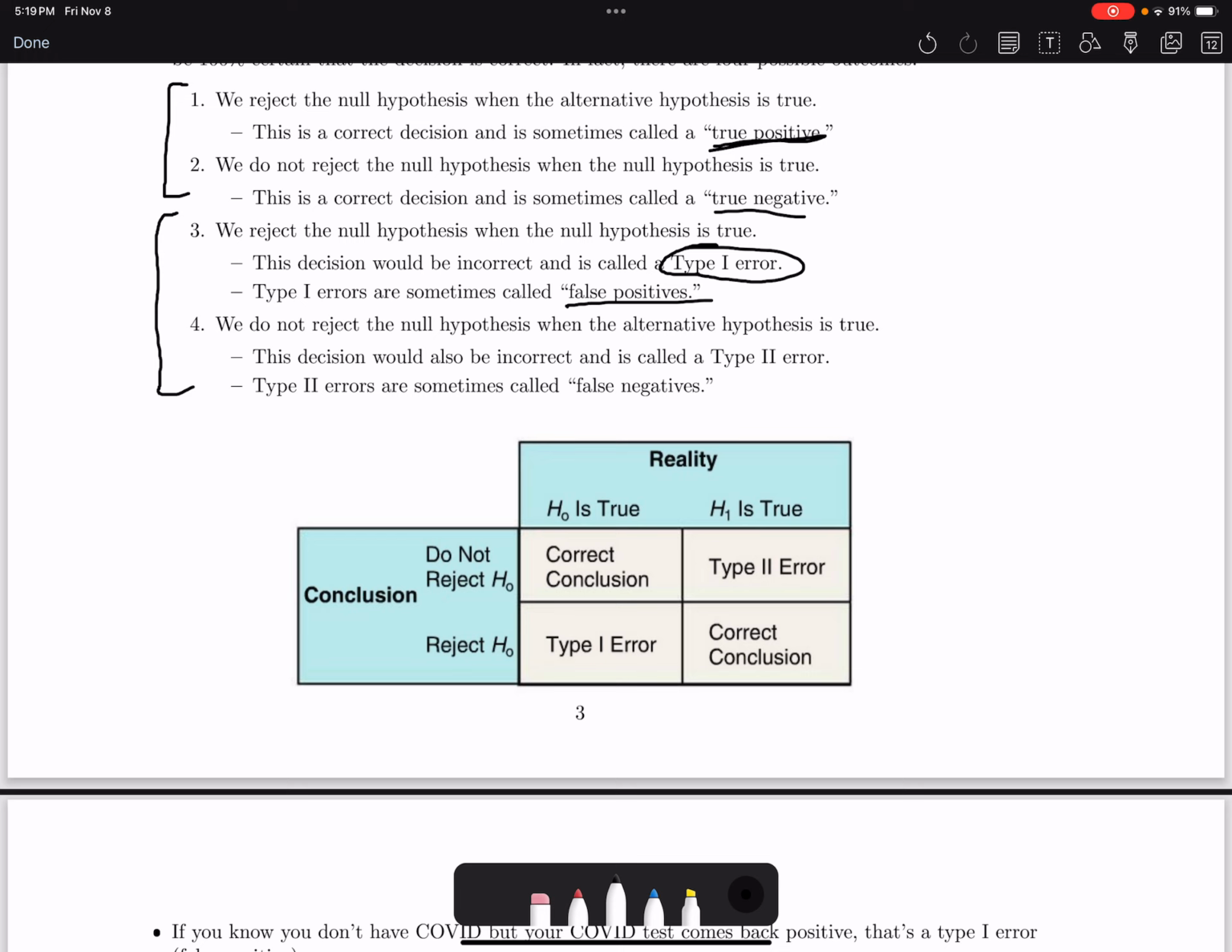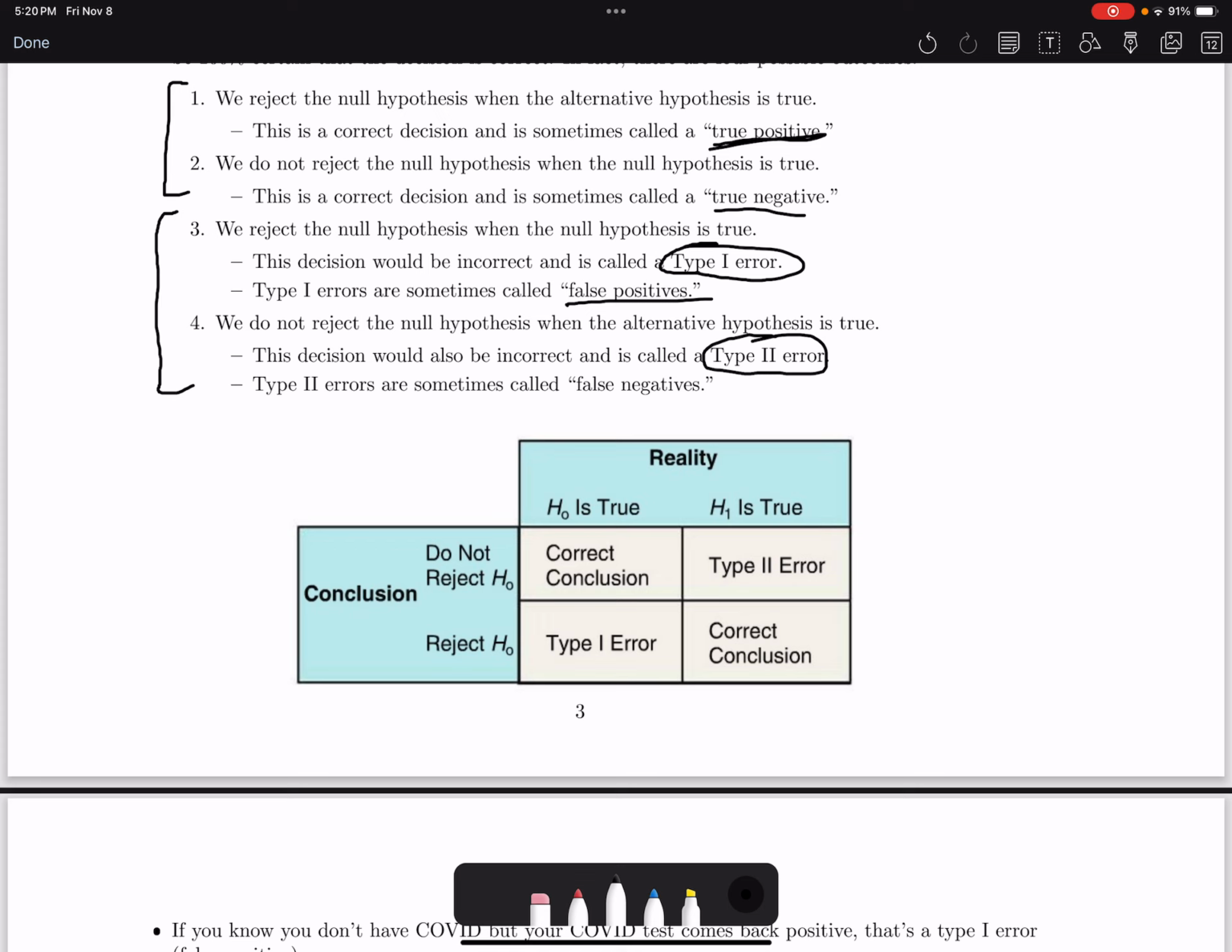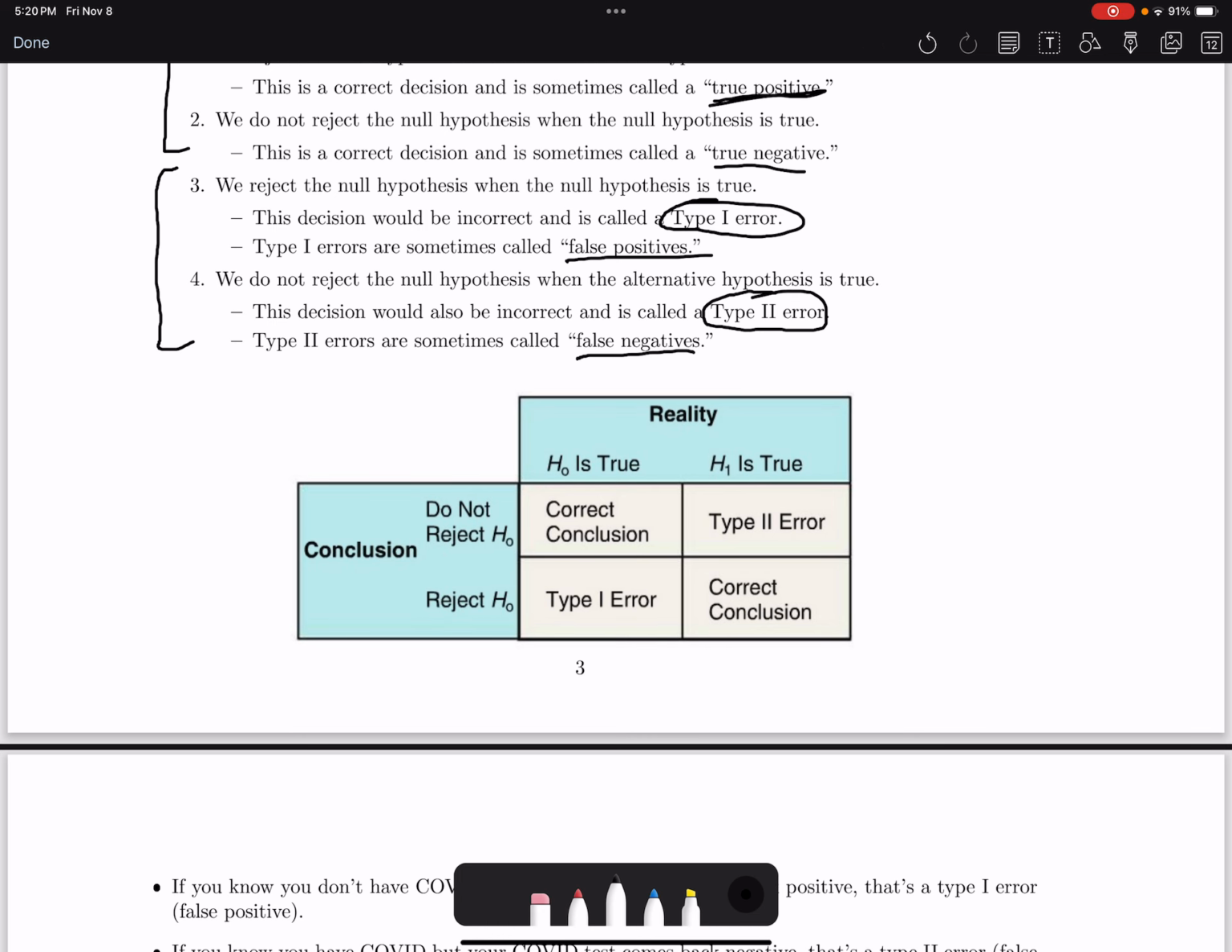And then finally, the fourth possibility is we decide not to reject the null hypothesis when the alternative hypothesis is true. And that would once again be an incorrect decision, because if the alternative hypothesis is true, then we should reject the null hypothesis. If we fail to do that, then we've made a mistake, right? We've committed what's called a type 2 error. And type 2 errors are sometimes called false negatives. This would be like if you know that you do have COVID, but you take a COVID test and it comes back negative, right? So here's a little chart for those of you who think more visually.